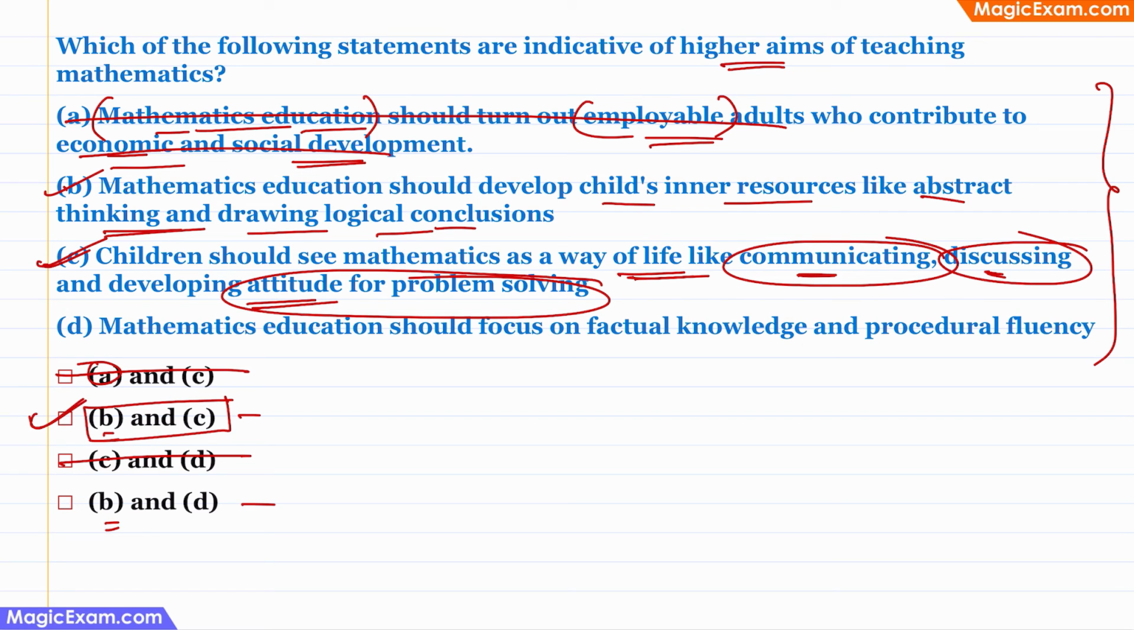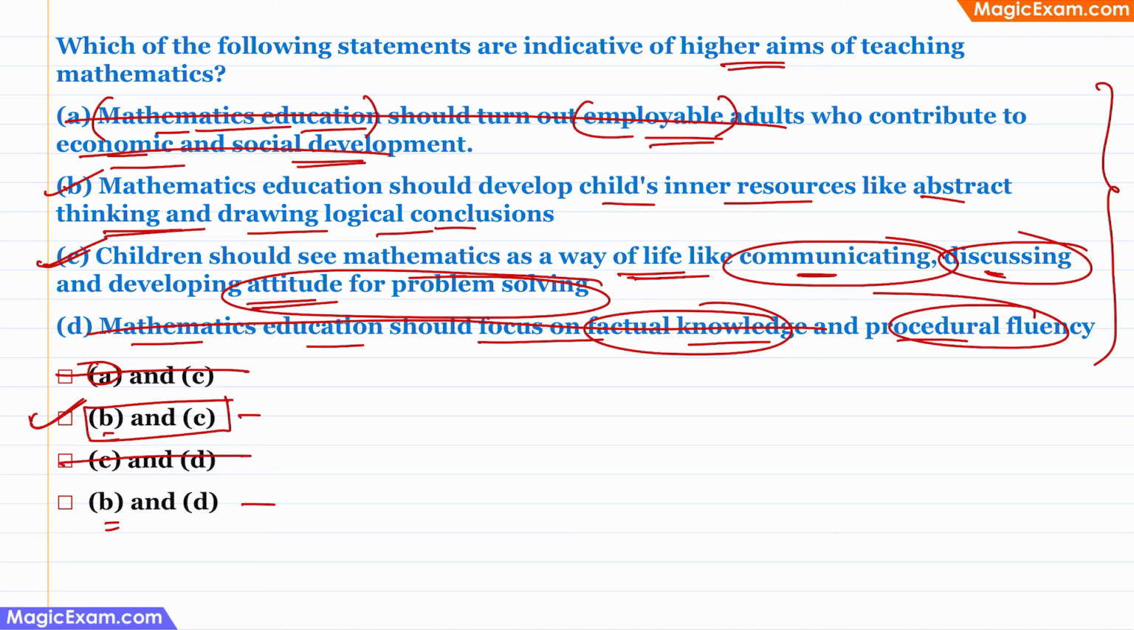And the last one, mathematics education should focus on factual knowledge and procedural fluency. Now, mathematics is not just about facts and getting the correct answer or getting the correct procedure, right? So mathematics is not about theory. Therefore, the last option can also be eliminated. So which means that the last option with D can be eliminated, which leaves us with only option 2 as the correct answer.